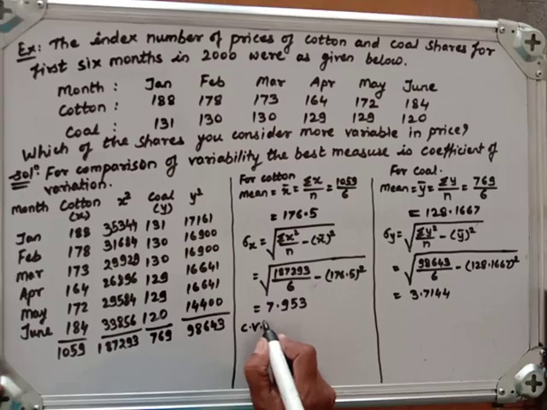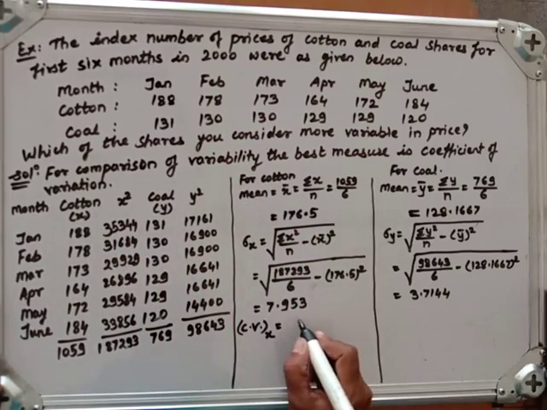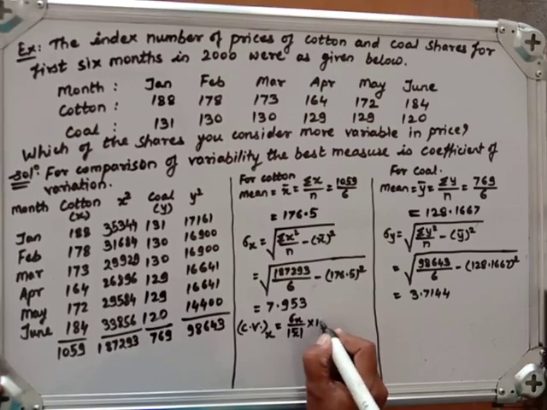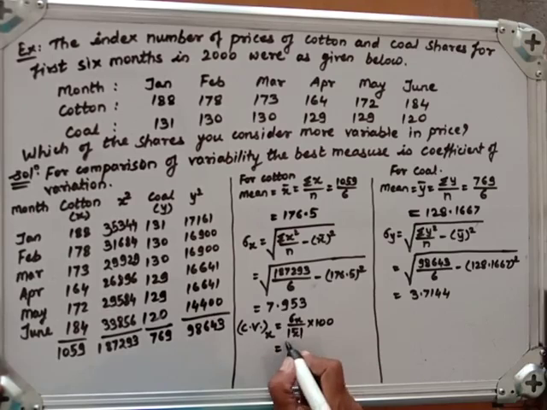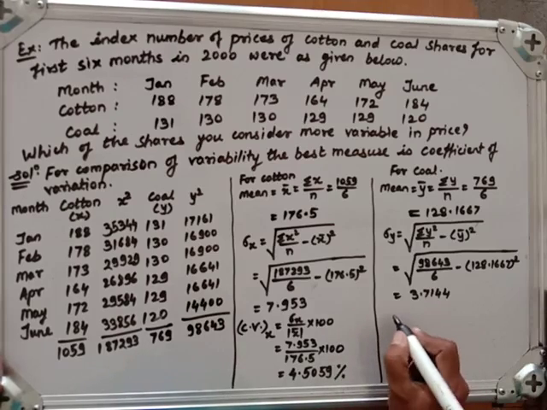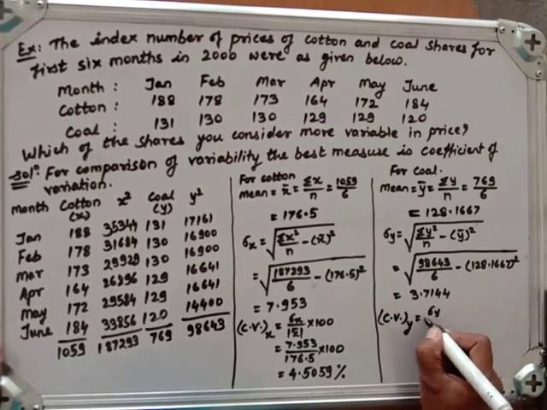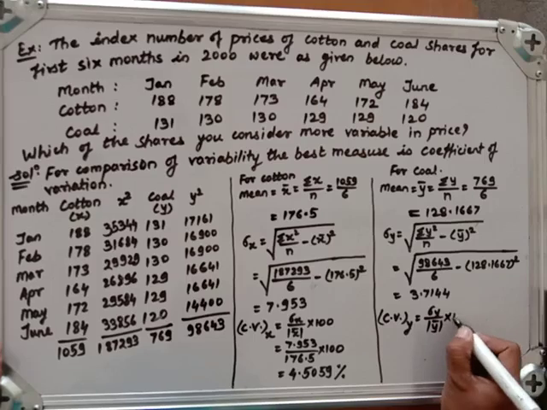CV for x. X means cotton, suppose. So CV for x will be sigma x upon x bar multiplied by 100. So sigma x is 7.953 upon x bar, which is 176.5, multiplied by 100. So it will be 4.5059 percent.